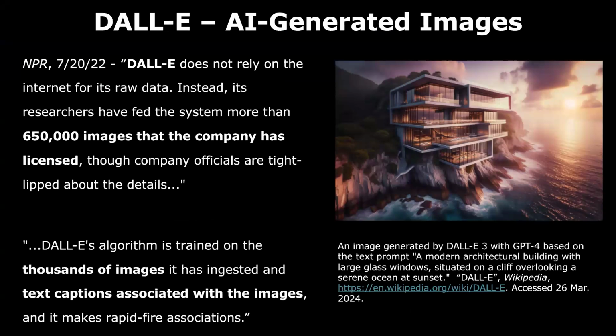OpenAI is also the creator of text-to-image generator DALL-E, which compiles and crafts images to respond to prompts in much the same way that ChatGPT does using written text. As a July 20th, 2022 article from NPR reported, quote, "DALL-E does not rely on the internet for its raw data. Instead, its researchers have fed the system more than 650,000 images that the company has licensed, though company officials are tight-lipped about the details. DALL-E's algorithm is trained on the thousands of images it has ingested and text captions associated with the images, and it makes rapid-fire associations," end quote.